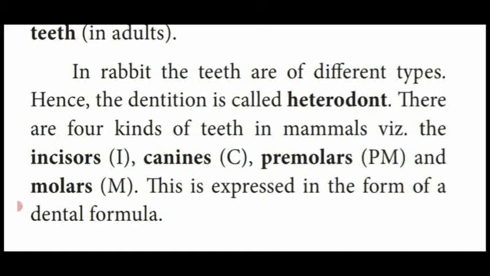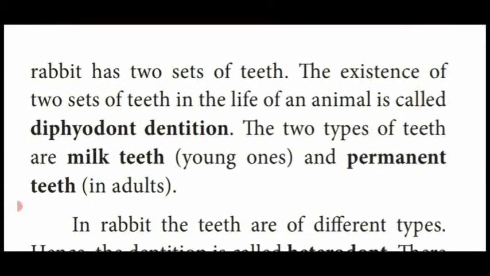Dear students, one important 2-mark question is there. What is heterodont? That means the rabbit teeth have different types. This condition is called heterodont. That is, it consists of incisor, canine, premolar and molar. What is another one? Diphyodont dentition. That means the existence of two sets of teeth in the life of an animal is called diphyodont dentition. That is milk teeth and permanent teeth.